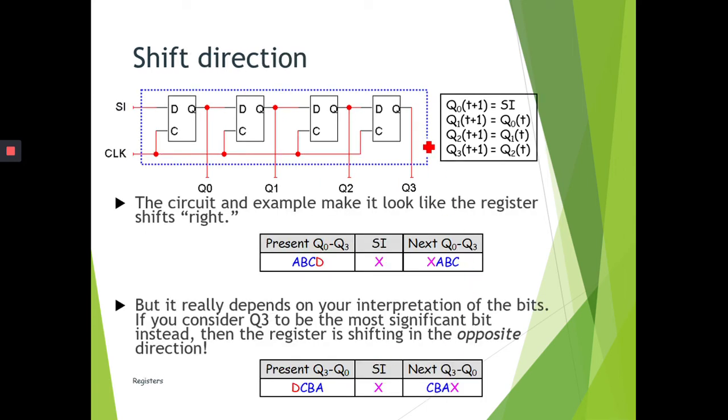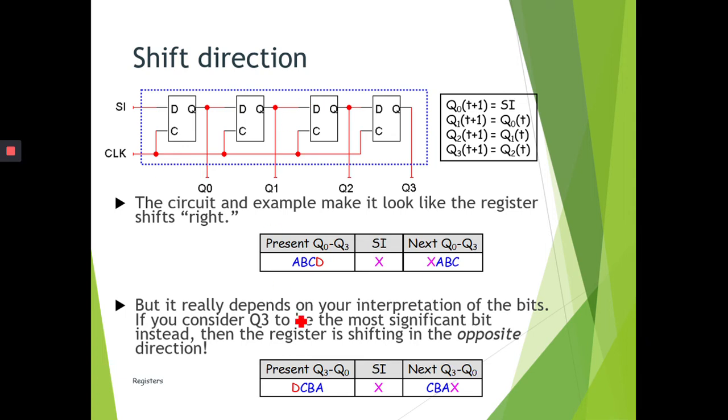Okay, so the shift direction really depends on the interpretation of the signal. Basically, if you want it to move to the right, we can take it like the first example being shown here. So let's say Q0 until Q3 we present as A, B, C, D. The SI is X, so the next Q0 to Q3 will be X, A, B, C. That means it is shifting to the right.